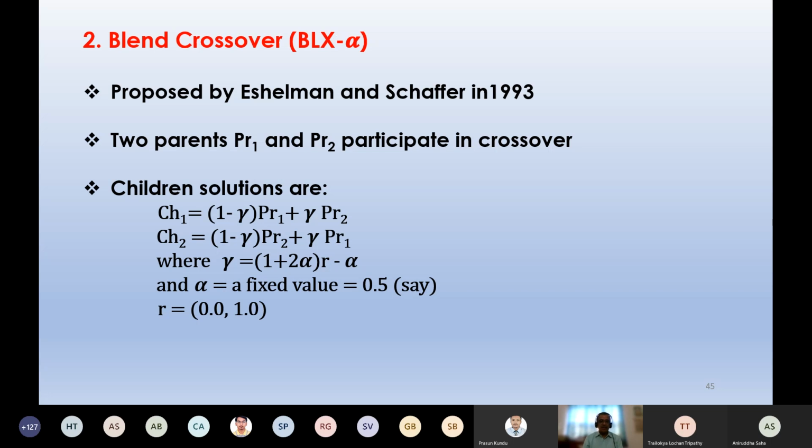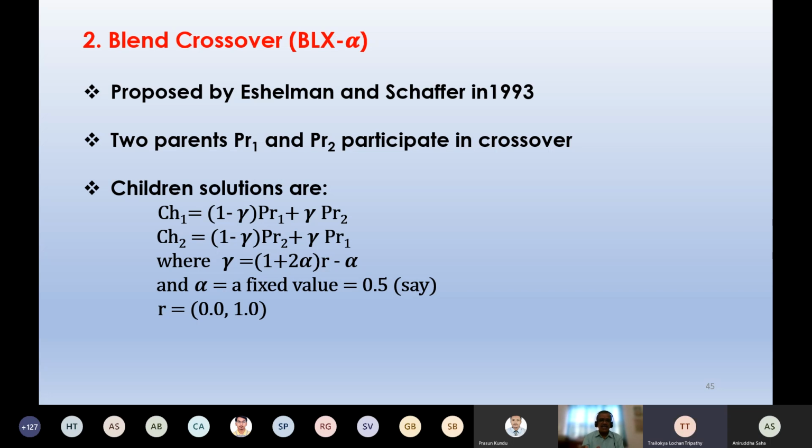Are you getting my point? See, the weighting factor, for example, say 1 minus gamma is 0.3. Then gamma has to be 0.7. So we put 30% weightage to parent 1 and 70% weightage to parent 2. It is actually about whether I'm going to give more weightage to parent 1 or more weightage to parent 2. Accordingly, the child's solution will be either closer to parent 1 or parent 2.